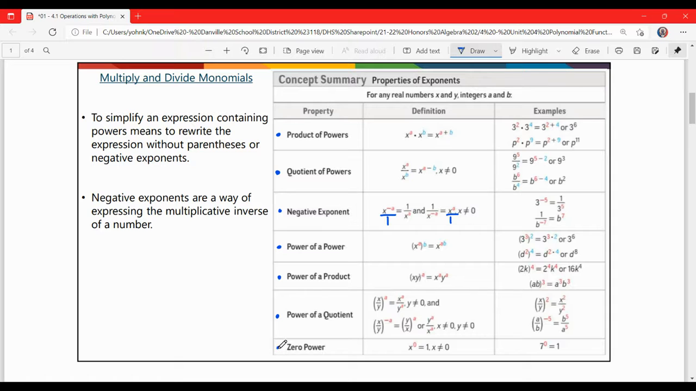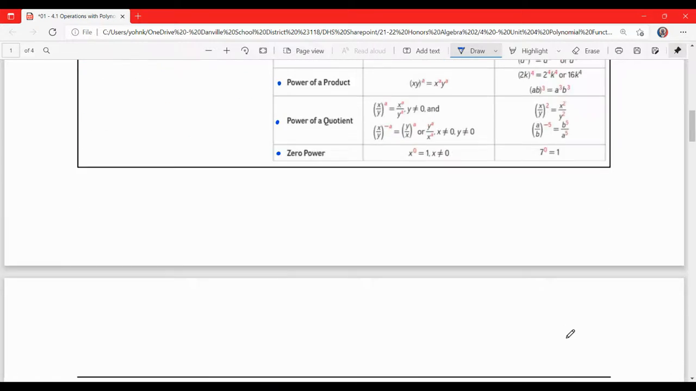The last rule is called the zero power. It says any letter to the zero power is 1, and also any number to the zero power is 1. These rules are going to be the difference between you understanding and not understanding all the little bits of this lesson. So know those rules.